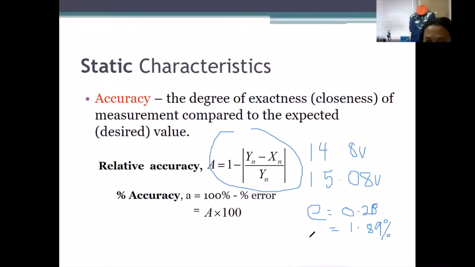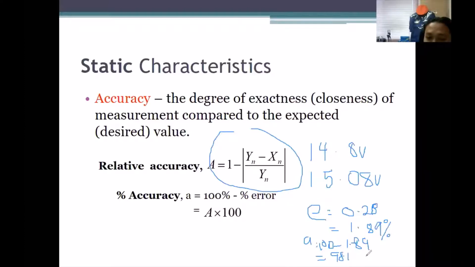So to get the accuracy, 100 minus 1.8. Sorry, this one is 100, not 1. So the accuracy is 98.1.